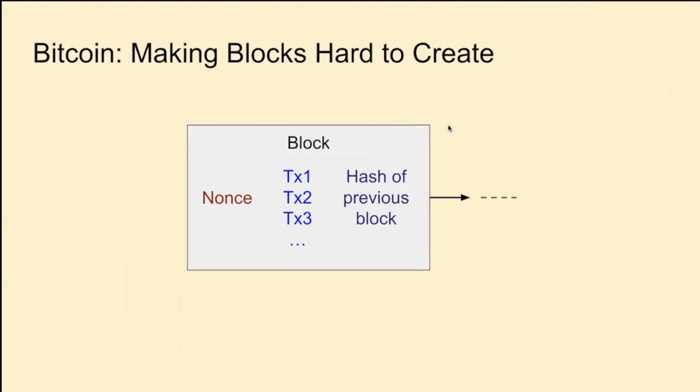Okay, I think the last thing, believe it or not, to say about Bitcoin is how it makes blocks hard to create, because that's a very important part of the underlying blockchain. And in Bitcoin, the trick is that each block of the blockchain is actually a little bit more sophisticated than what I showed earlier. So it still has a list of transactions in it. It still has a hash of the previous block, but it also has something called a nonce.